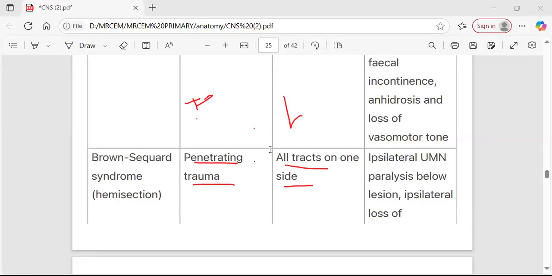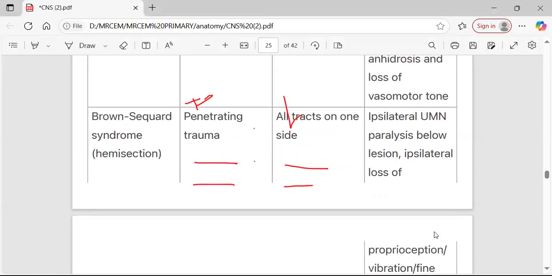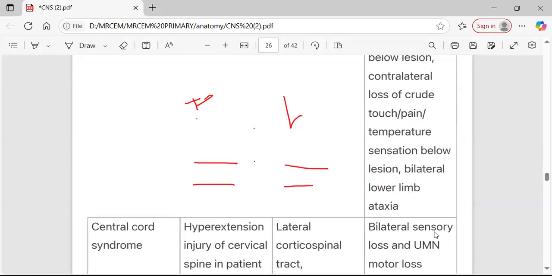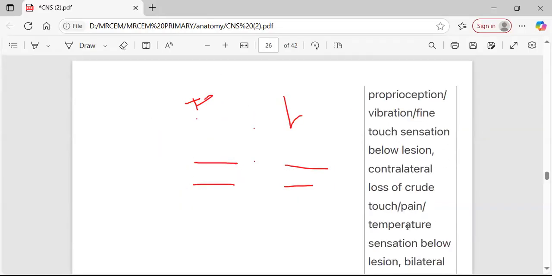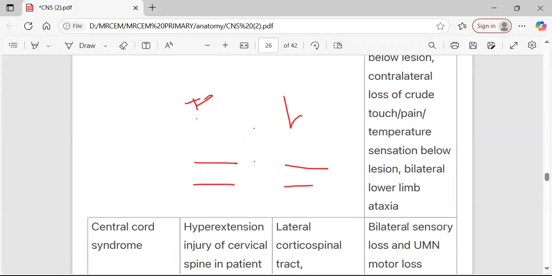So as this is all tract, if you see in the scenario, it's written that ipsilateral upper motor paralysis, ipsilateral loss of... If there is an issue of the crude touch and temperature sensation on the left side, that means there is an issue on the right sided tract. And the other thing will be on the same side, left side. Paralysis below the lesion, ipsilateral proprioception on the same side below the lesion, contralateral crude touch and temperature on the opposite side, and bilateral lower limb ataxia. Always remember that is Brown-Séquard syndrome.